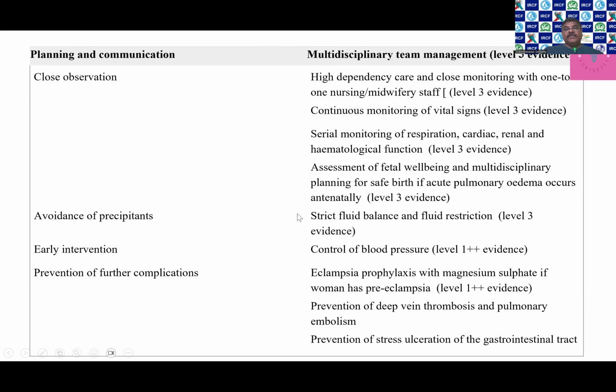Strict fluid balance and fluid restriction should be maintained, and control the blood pressure to 140/90, level 1 plus evidence, and prevention of further complications. Eclampsia prophylaxis with magnesium sulfate if the woman has pre-eclampsia, and prevention of deep vein thrombosis and pulmonary embolism, and prevention of stress ulceration of the gastrointestinal tract by using proton pump inhibitors and H2 receptor antagonists.